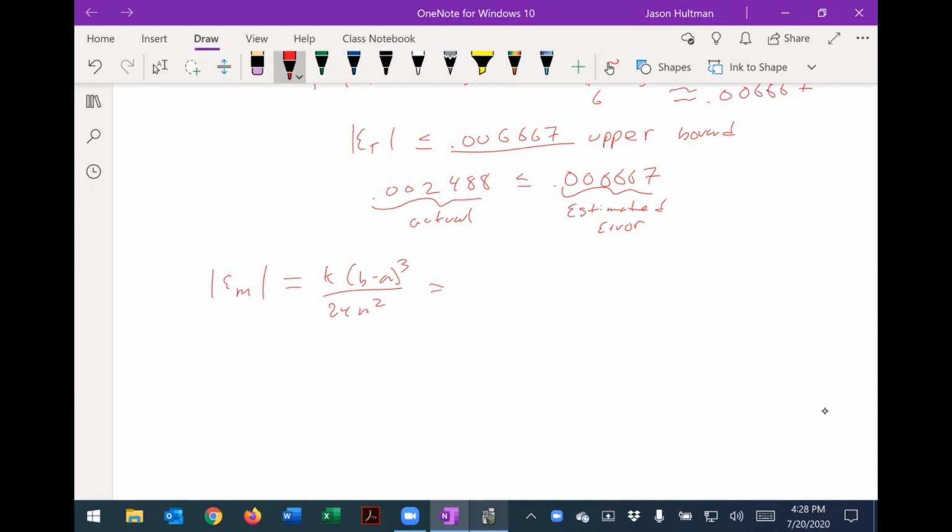Is it 12n or is it 12n squared? I'm confused. No, it should be n squared. Yeah, 12n squared. Okay, it's fine. So 24n squared. This is going to be 2 again because we already did all of our second derivatives, times (2 minus 1) cubed all over 24 this time.